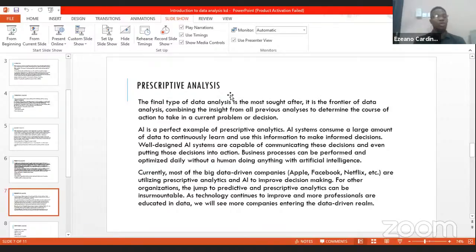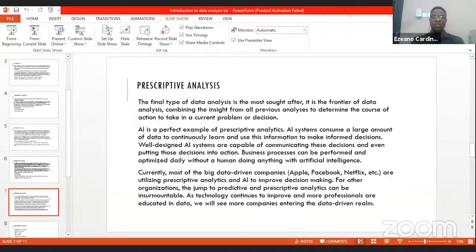So most times, these four types of analysis are being employed in an organization to get a 100 or an optimum result for a product or for the organization. Currently, most of the big data-driven companies like Apple, Facebook, Netflix, Twitter, YouTube, they are utilizing prescriptive analysis and AI to improve decision making.